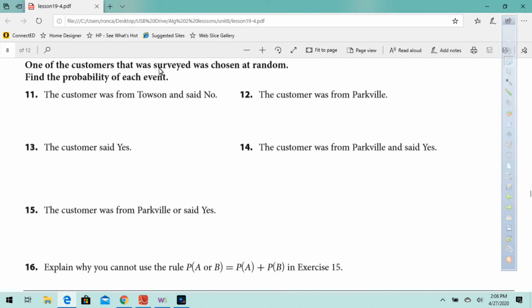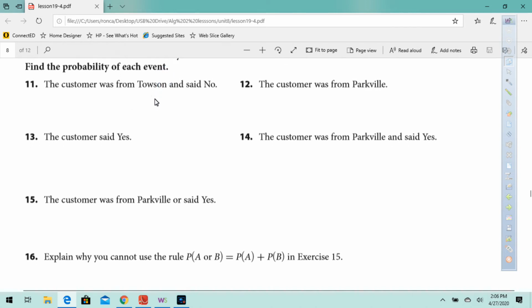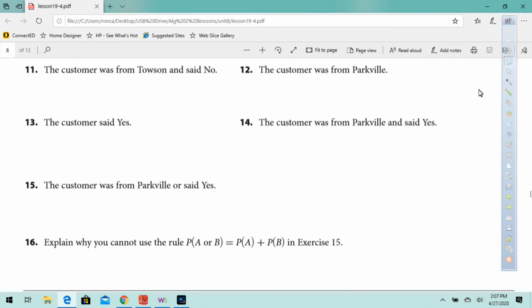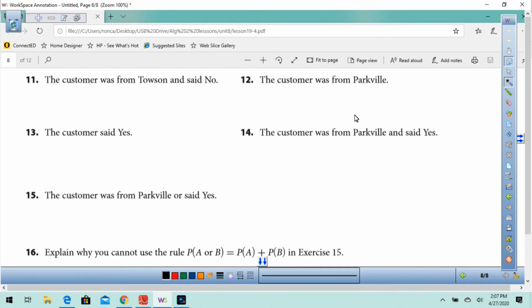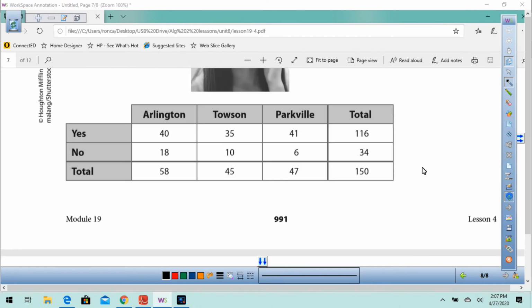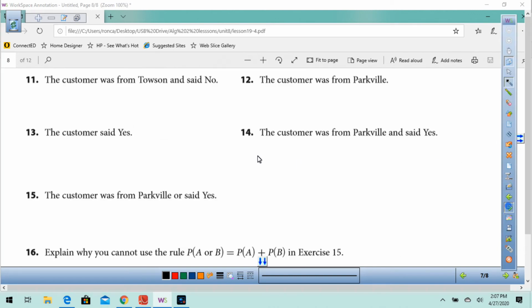One of the customers surveyed was chosen at random. Find the probability of each event. Okay. The customer was from Towson and said no. So let's go back to our chart. Towson is here and said no, that's 10. And there was a total of 150. So we're going to have 10 over 150. That's like 1 over 15.